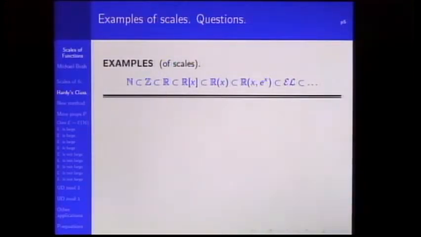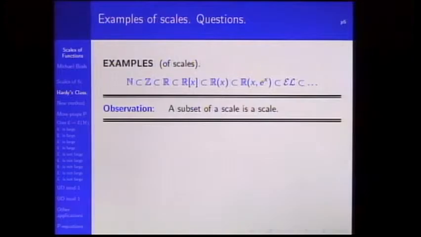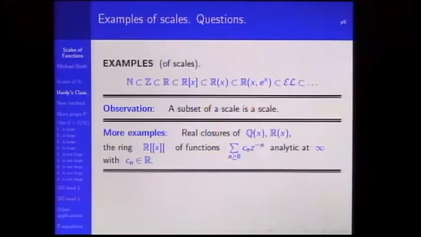Examples: we can think of many examples. All those examples written here, in fact, belong to Hardy's class of exponential logarithmic functions. Of course, given any scale, a subset is also a scale. One can think about less trivial things. For example, one can consider functions which have a convergent Laurent series at infinity, with terms z to the power minus n, having only finitely many negative n. This is a field. If it is defined for all sufficiently large z, the functions which are analytic or have a pole at infinity. This is a field.